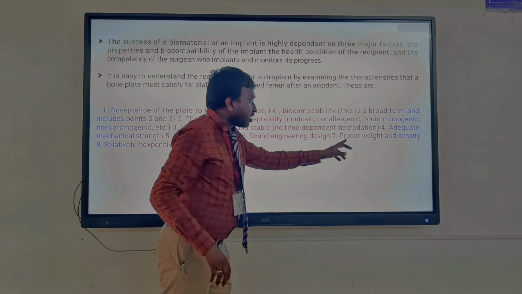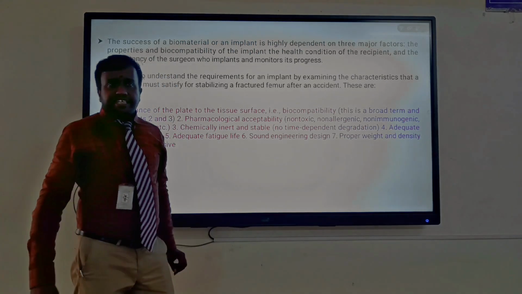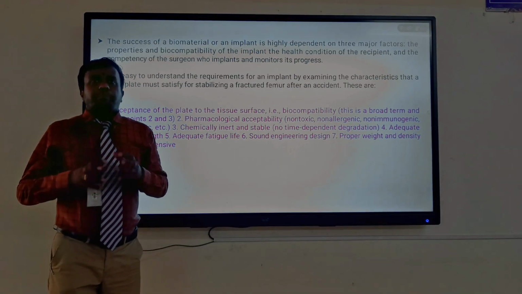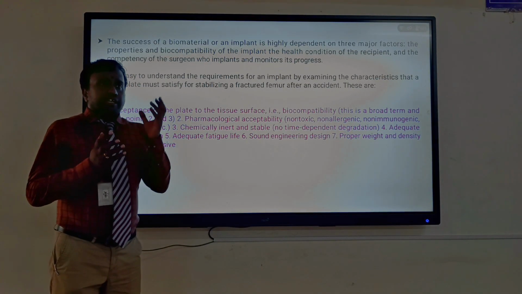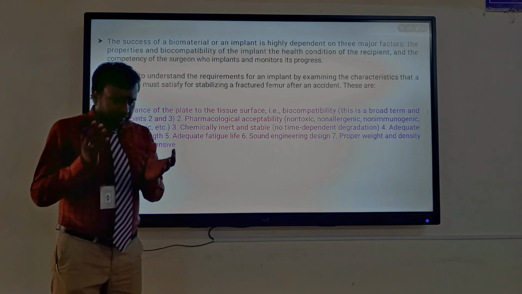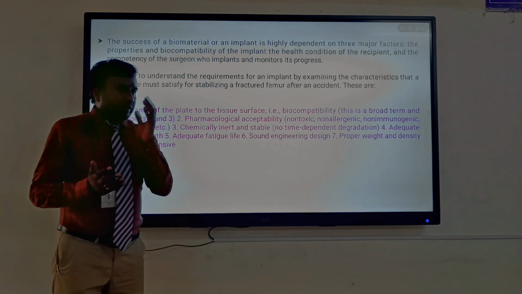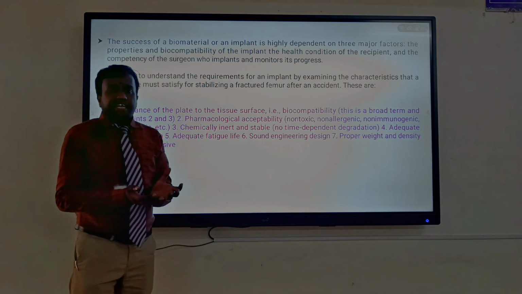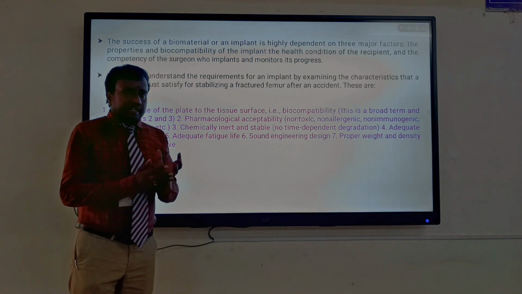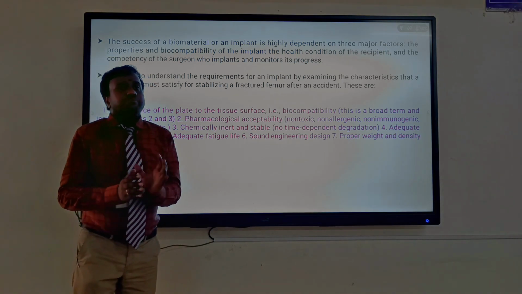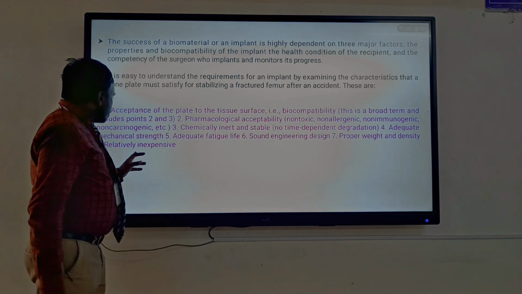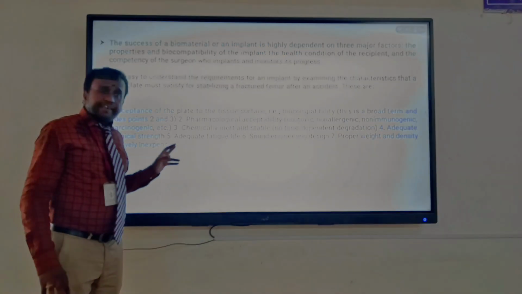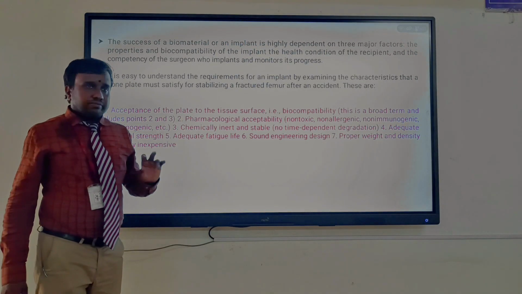And the most important thing is proper weight and density. The plate or implant which is placed inside the body should not have a very high weight. If the density is low, normally the weight of the implant will also be lower, so that it will be comfortable for the patient. The cost factor should also be taken into consideration.